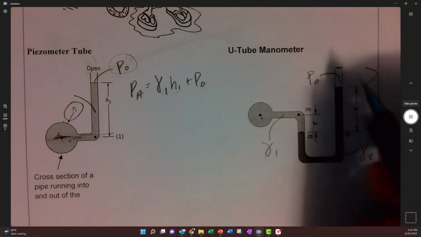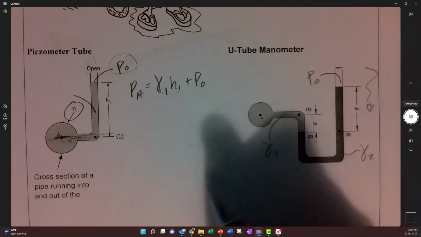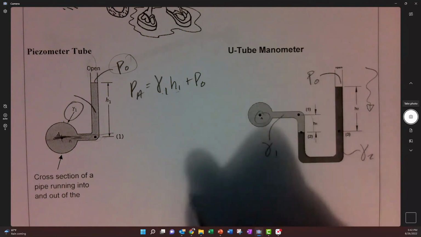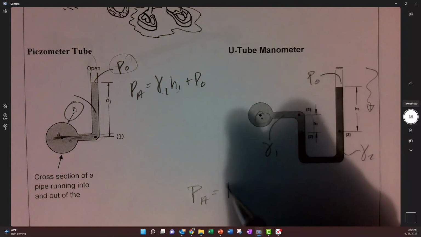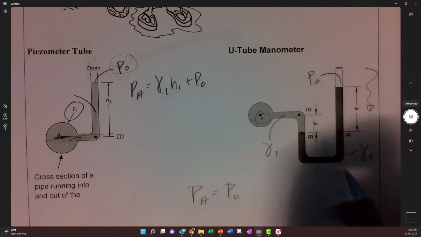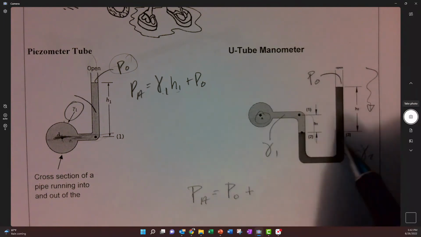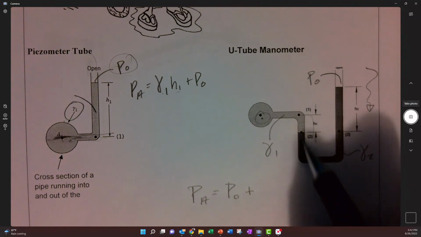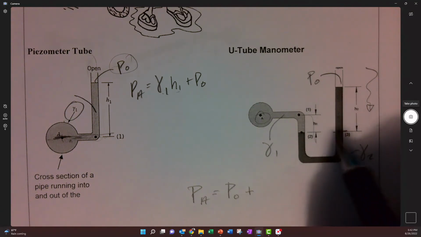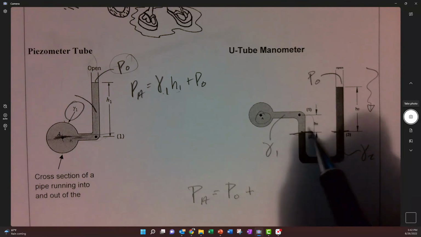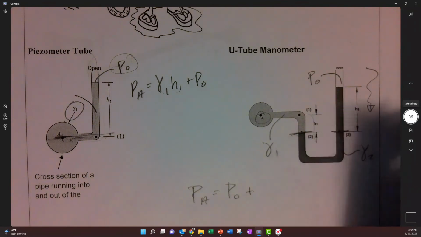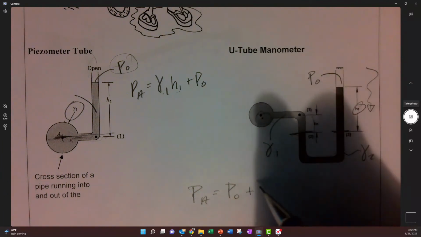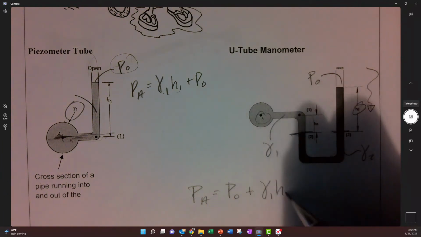So we start here at P0, and this is A right here, so PA is going to be equal to P0, and we're swimming down, so it's going to be plus, and we don't have to count this bottom part right here. It only matters where we make the change, so it only matters to the interface. This is the one that we care about right here. So that's going to be gamma 1 times H1.